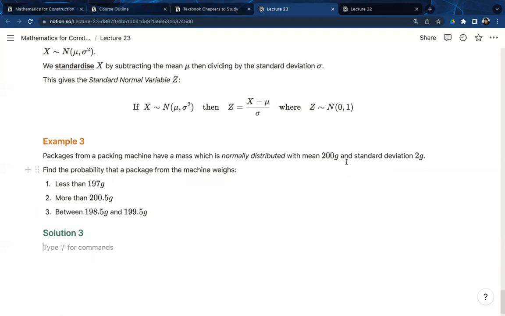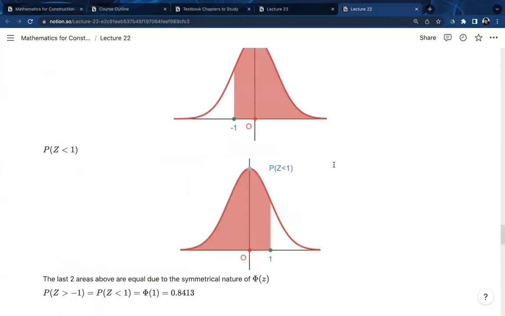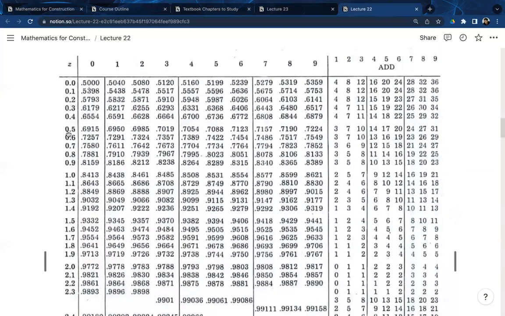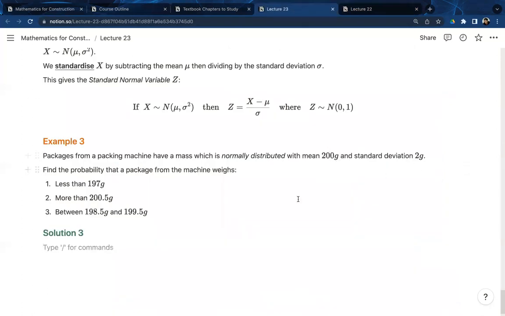So we can't use these tables for 200. In the tables, all these values are 0.5, 0.61, 2 point something. We can't use 200 there, but we standardize it. They want to find these probabilities in terms of the values of the variable x, which is mass, so you have to convert x to z. The idea really is you want to identify a normal variable.